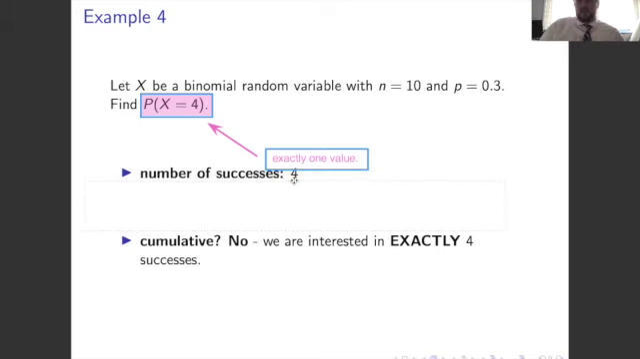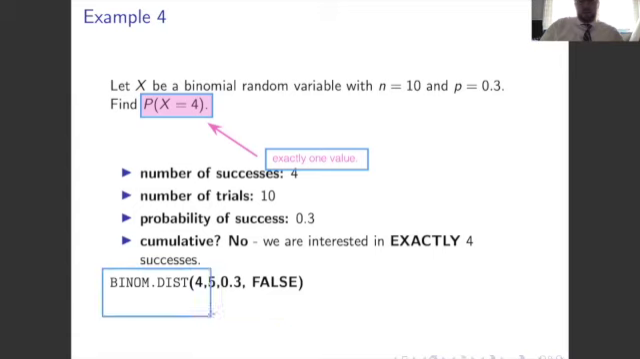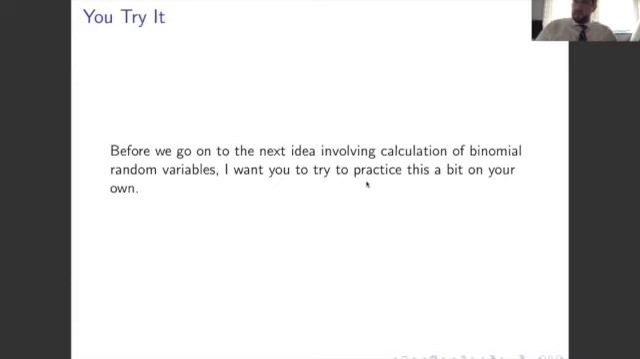The other numbers are the same as before. I'm looking for exactly 4 successes. I have 10 trials, and the probability of success is 0.3. So I would plug into Excel binom.dist 4, 10, 0.3, false, and the false here is because this is not a cumulative calculation.